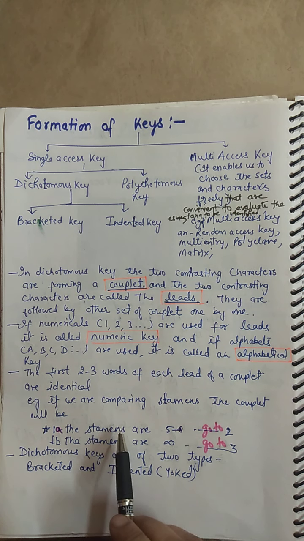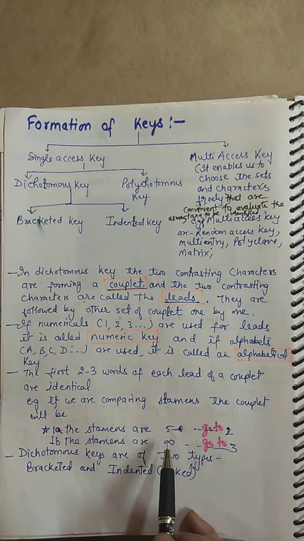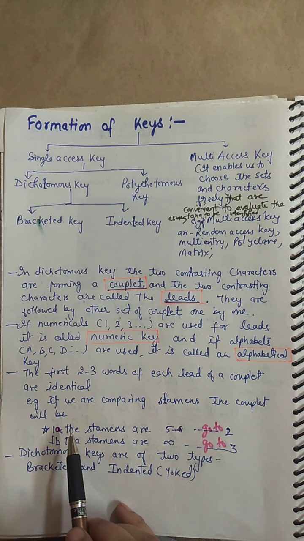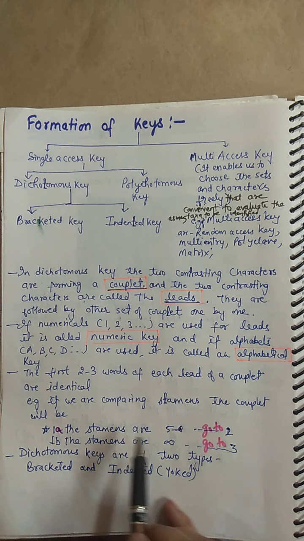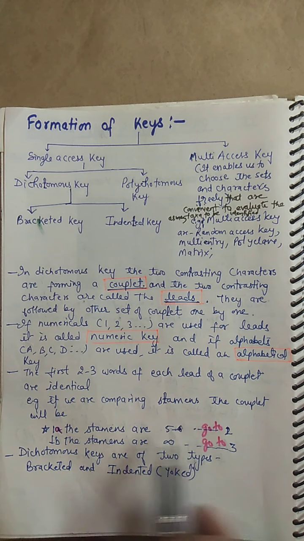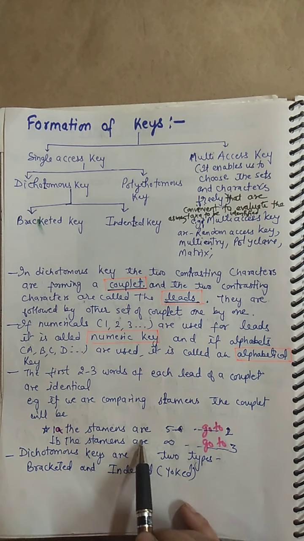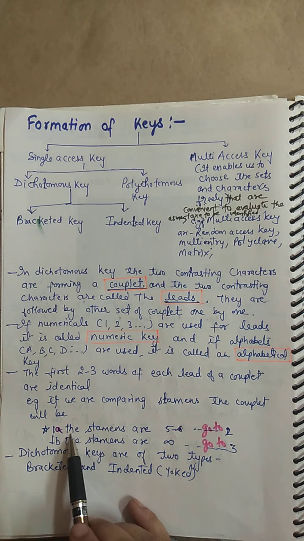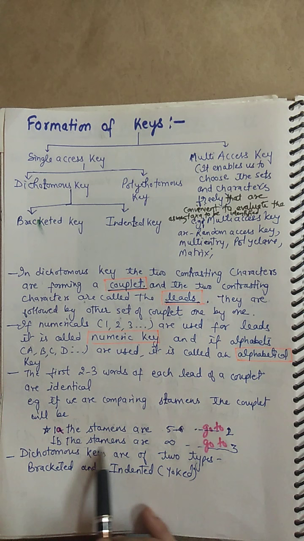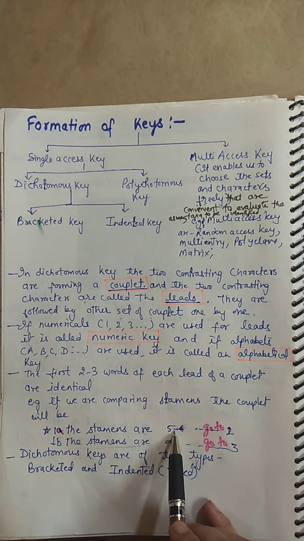Suppose we are treating two flowers, one having 5 stamens and the other having infinite stamens. Then we will form a key like lead A: the stamens are 5, and the B lead will be: the stamens are infinite. So you can see that "the stamens are" is identical in both, to compare the comparable features.